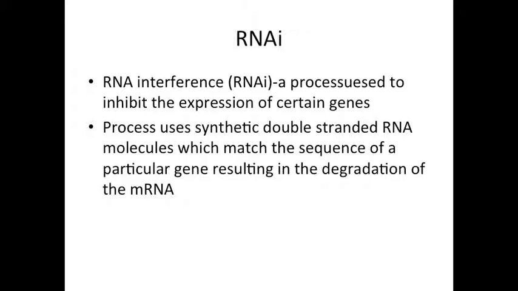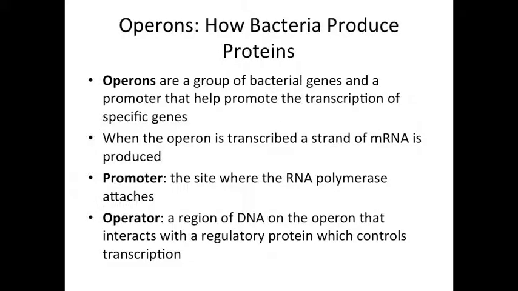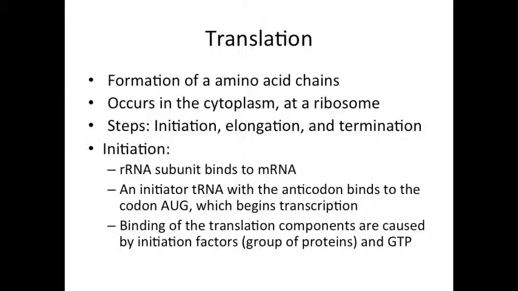RNA interference, or RNAi, is a process used to inhibit the expression of certain genes. This process uses synthetic double-stranded RNA molecules which match the sequence of a particular gene, resulting in the degradation of the mRNA. Operons are a group of bacterial genes and a promoter that help promote the transcription of specific genes. When the operon is transcribed, a strand of mRNA is produced. The promoter is the site where the RNA polymerase attaches. The operator is a region of DNA on the operon that interacts with a regulatory protein which controls transcription.